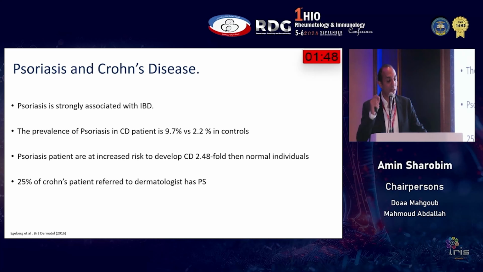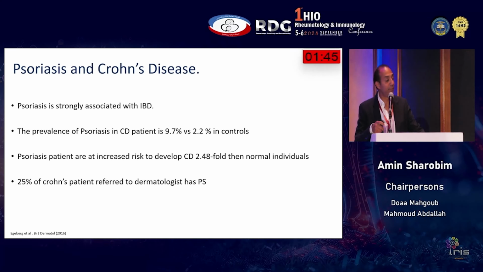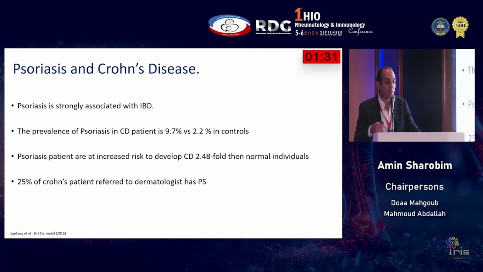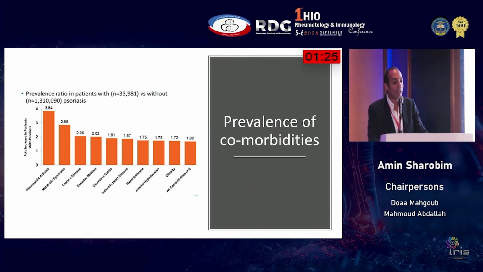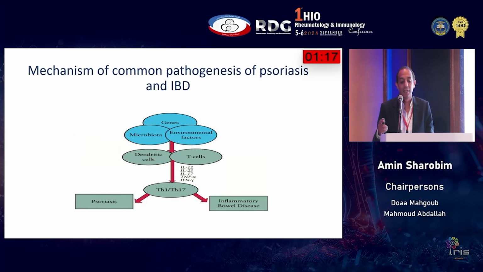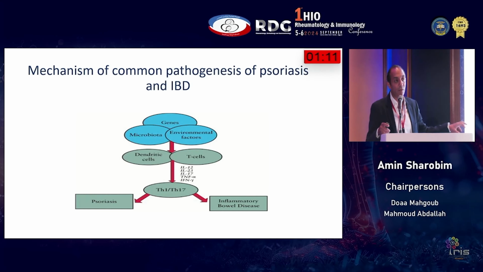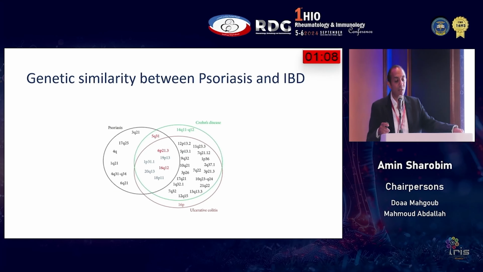Psoriasis and Crohn's disease, we can say that they are one face for two. Psoriasis is strongly associated with inflammatory bowel disease, and the prevalence of psoriasis in Crohn's disease is higher; 25% of patients with Crohn's disease referred to a dermatologist have psoriasis. And don't forget that Crohn's disease is always missed by us, but we always have to look for it because it is the third comorbidity in this patient. They share the same genetics, the same immunological pathway, and a lot of similarity, psoriasis and inflammatory bowel disease.